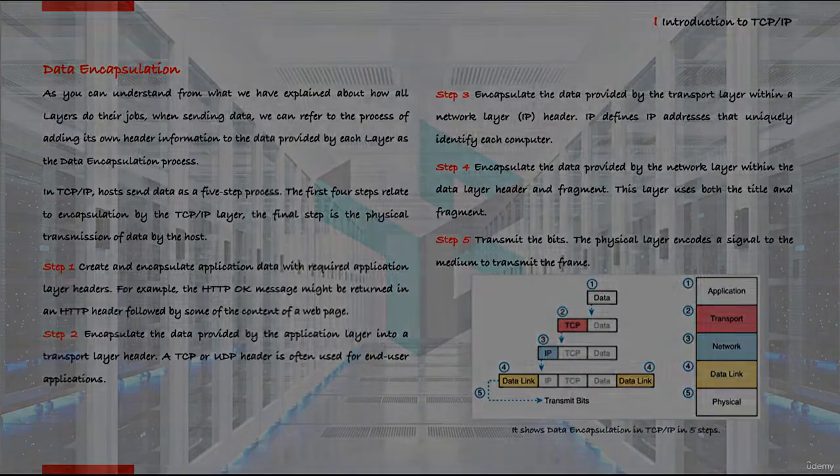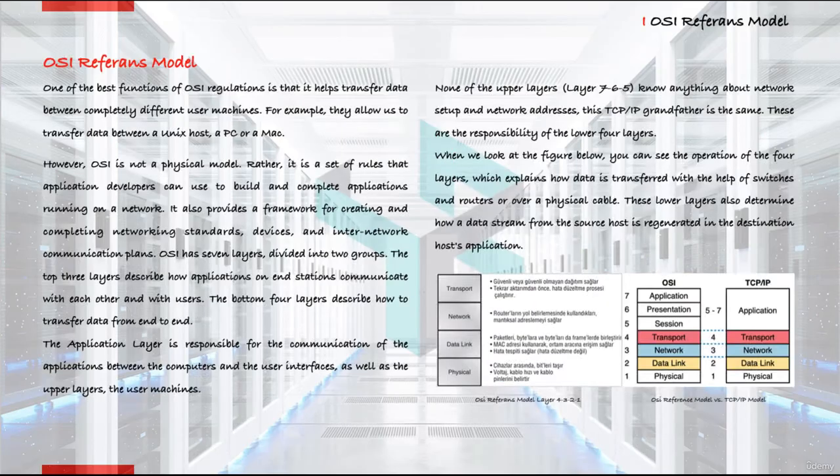Hello everyone, in this lesson I will talk about the OSI reference model. One of the best functions of OSI regulations is that it helps transfer data between completely different user machines. For example, a Unix host allows us to transfer data to a PC or a Mac. Although OSI is not a physical model, it is a set of rules that application developers can use to build and complete applications running on a network. Network setup standards also form a framework for creating and defining communication plans between devices and networks.